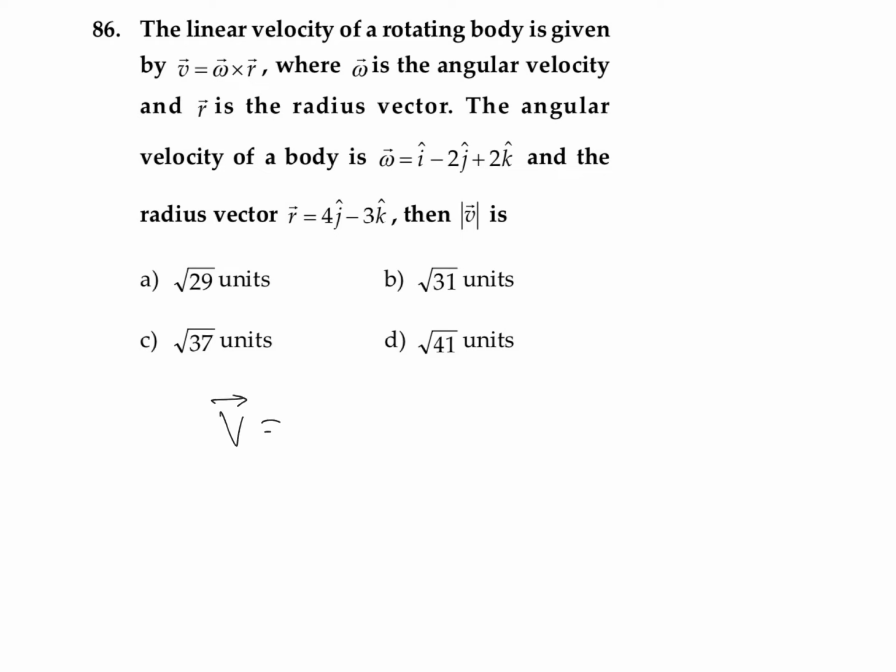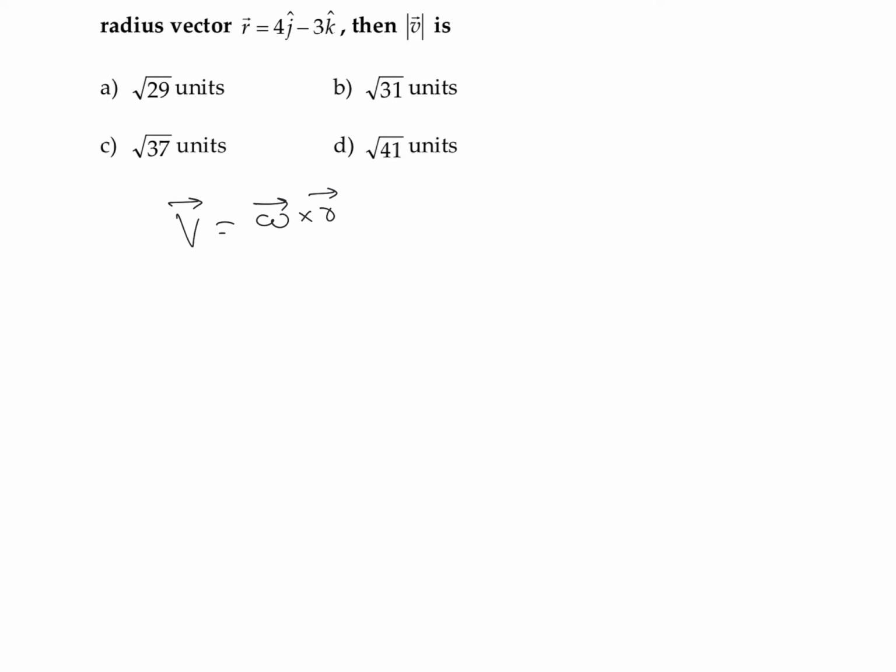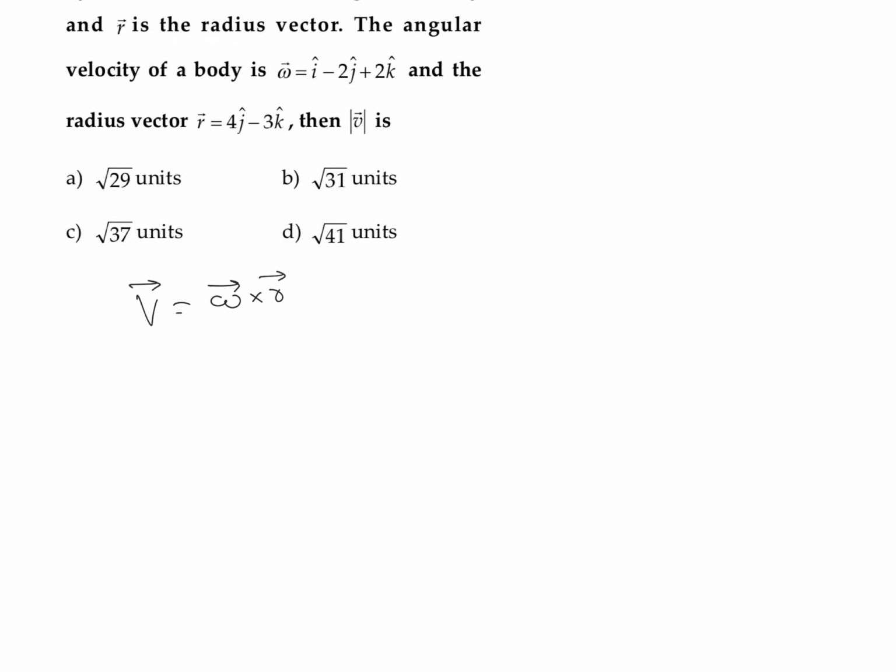So it is given that velocity is equal to omega vector cross r vector. First we can find the value of omega cross r. To find omega cross r, we are going to use the determinant method. We can write i, j, k. Then we write the components of omega, that is 1, minus 2 and plus 2.